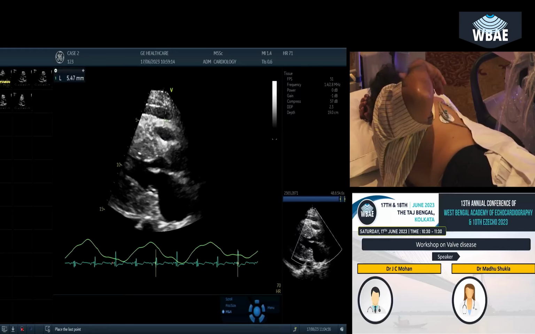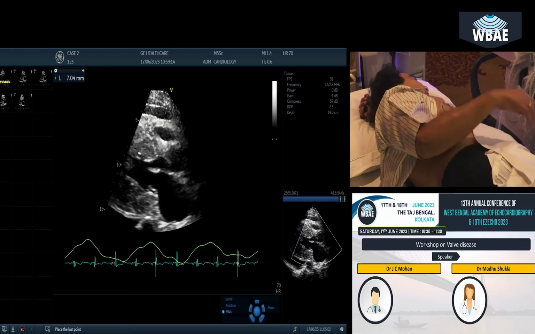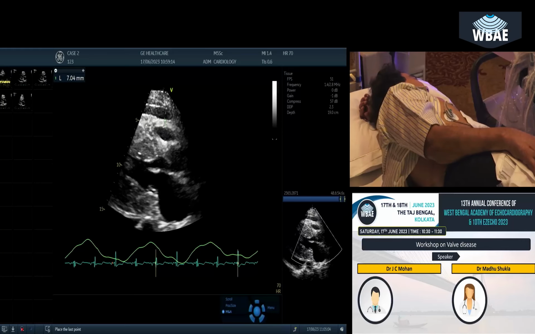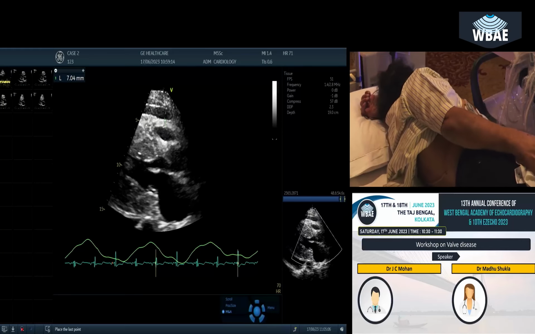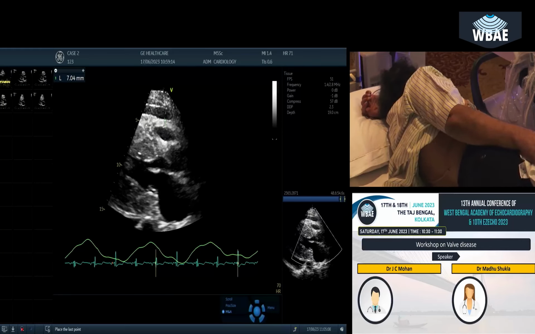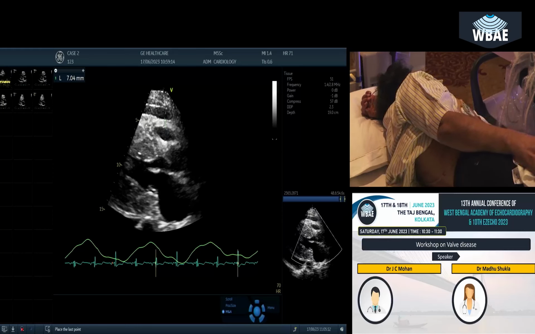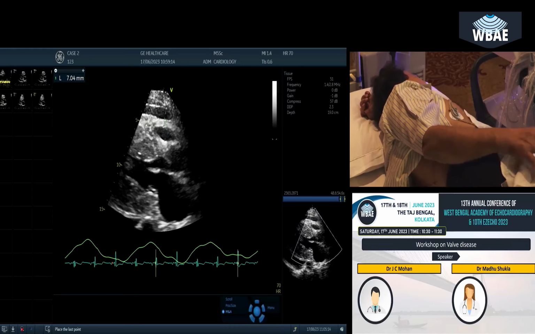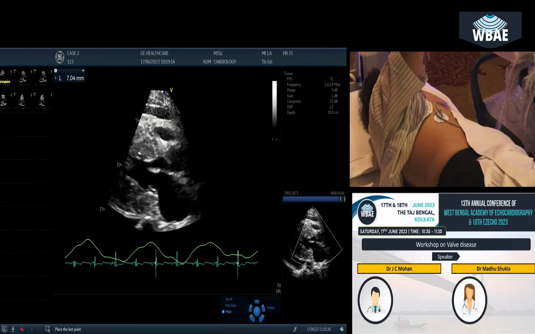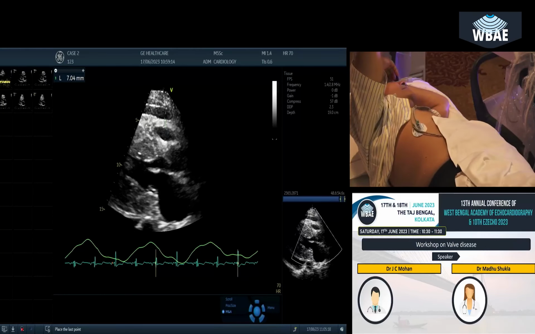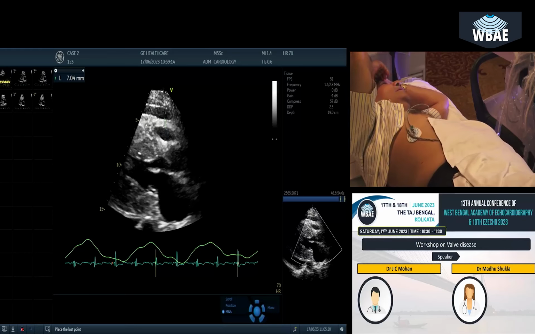Okay, this is 7 millimeters. So more than 5 millimeters suggests right ventricle hypertrophy. There is anterior pericardial effusion. There is posterior pericardial effusion. Can we now, Dr. Madhu, look in this particular view for any systolic anterior motion? Yes, we can look.